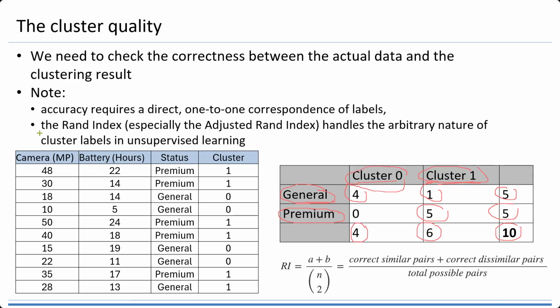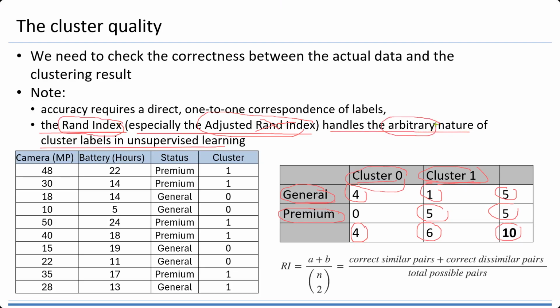We can use the Rand index. There is another measure, we call it adjusted Rand, but I will not explain this one. Yeah, if you want to study this one, you can look at other literature, but today I'm going to focus on the Rand index. The Rand index tells the arbitrary nature of cluster labels in unsupervised learning.